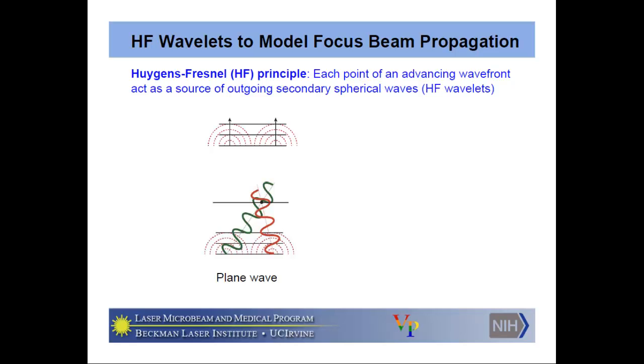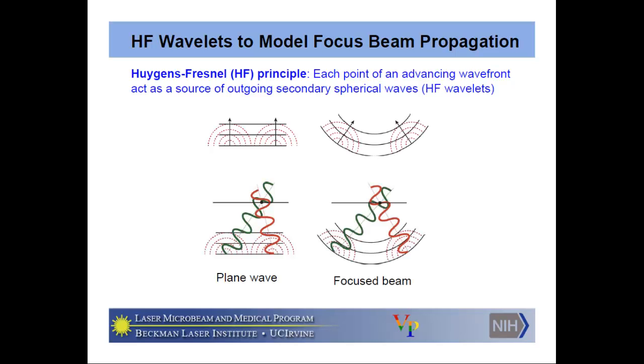So every time you use this Huygens-Fresnel principle, like in this example, you have a wavelet propagating like this, and another wavelet propagating like that. They have different phases at this location, and depending on their phases, they will constructively interfere or destructively interfere or cancel out, and finally end up with a plane wave.